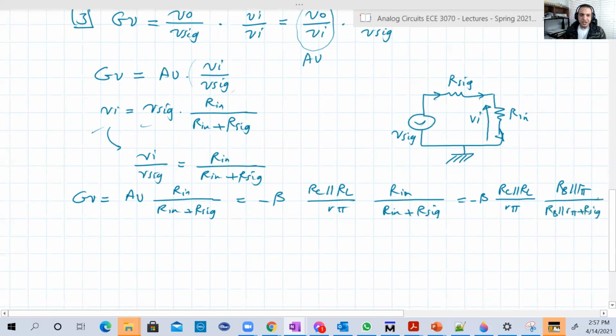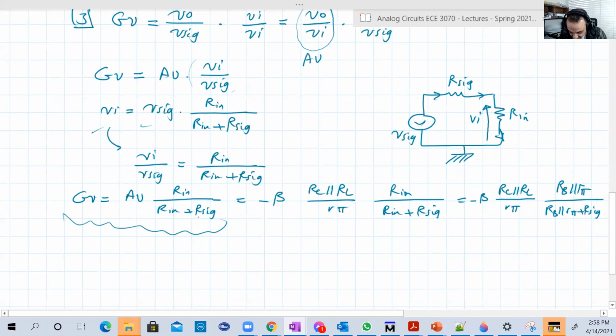That's it. That's Gv. Let's also stop for a moment. Which is bigger, Gv or Av? Just look here. We know already that Av is less than Av0. Now Gv and Av.